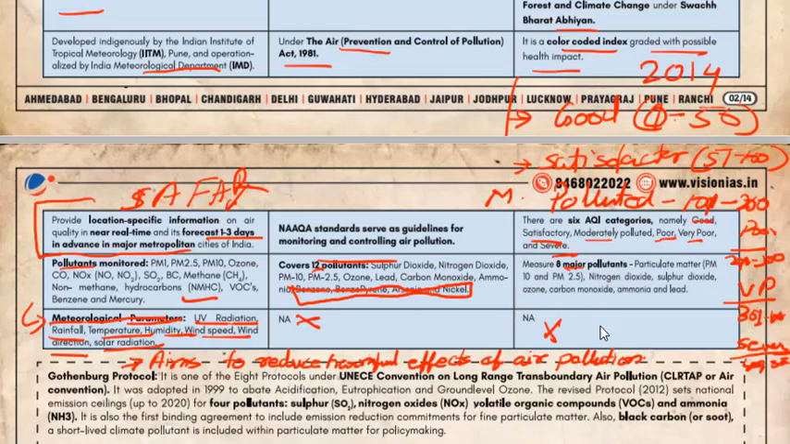So what is the use of the Air Quality Index? It is easy to understand and can be represented in a single number, color or nomenclature. So by this, it is easy to understand by the people.